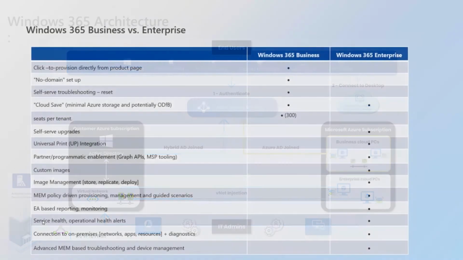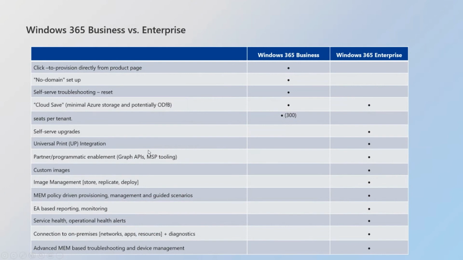So let's talk about the difference between Windows 365 Business and Enterprise categories. Business comes with few capabilities, as you can see here, and the controls are very limited. But you get better control features when it comes to the Enterprise edition. With Business, you get only 300 PCs max that can be provisioned, whereas there are no limitations on the number of desktops when it comes to the Enterprise edition.